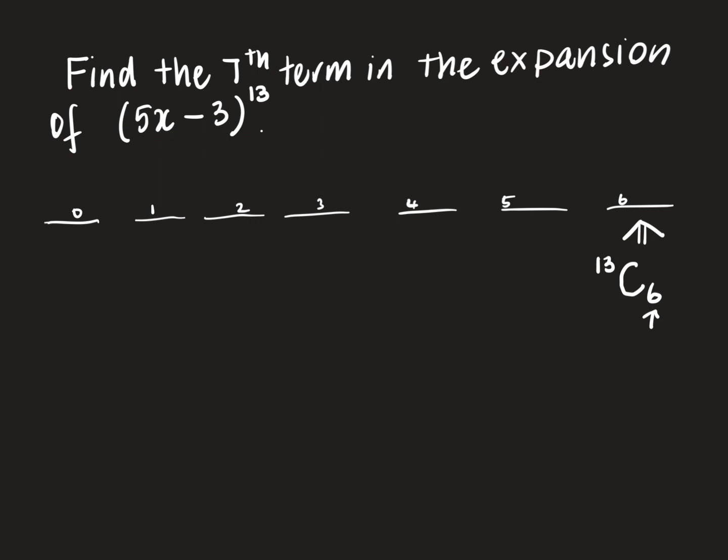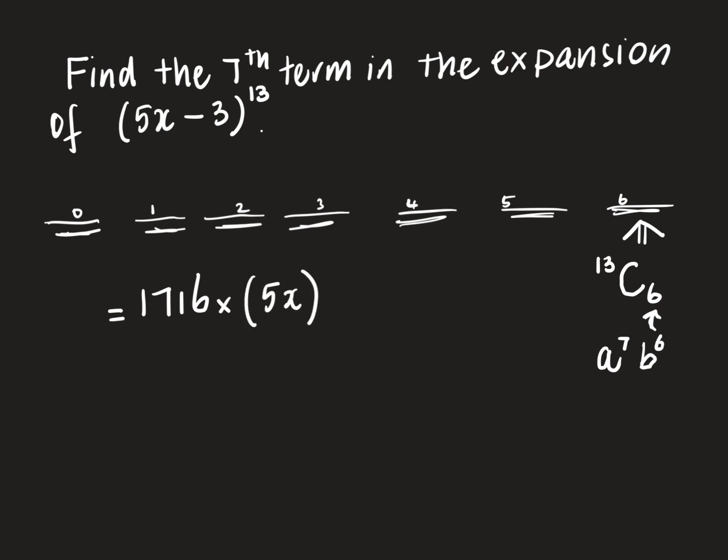So it's going to be 13 choose 6, then it's going to be a to the power of, well, what's it going to be? 13, 12, 11, 10, 9, 8, 7. And it's going to be the b term to the power of 6. Now notice that that 6 there is the same as that 6 there on the 13 choose 6. So I go to my calculator and I go 13 choose 6, and that gives me 1716 times the a term, which is 5x, to the power of 7, times the b term, negative 3. I'm just going to put that in there like that, negative 3 to the power of 6.